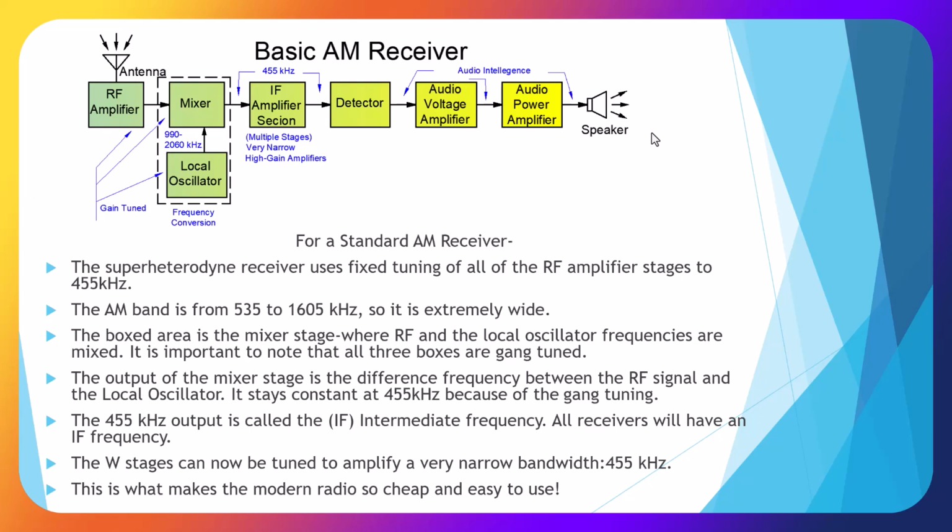The output of the mixer stage is the difference frequency between the RF signal and the local oscillator. It stays constant at 455 kilohertz because of gang tuning. The 455 kilohertz output is called the intermediate frequency. All receivers will have an IF frequency. The IF stages can now be tuned to amplify a very narrow bandwidth at 455 kilohertz. This is what makes a modern radio so cheap and easy to use.